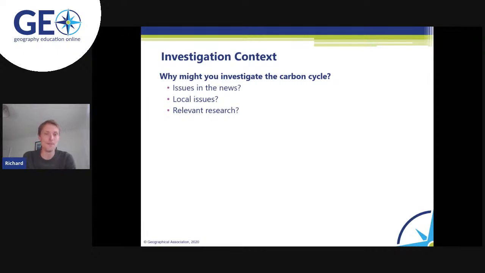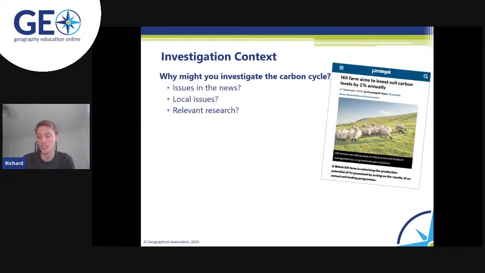So thinking about a context for your investigation, basically, why might you investigate the carbon cycle? You could just go out there and measure how much carbon is in the trees of your park. But without some sort of obvious reason to do that, you're going to end up with a number and maybe not much to do with that number. So here are different sources of information you could use to help build the literature review section of your investigation.